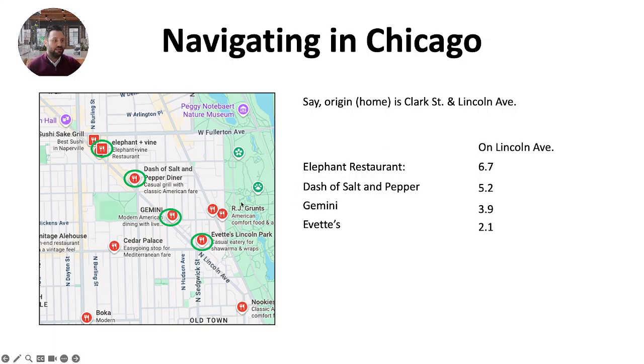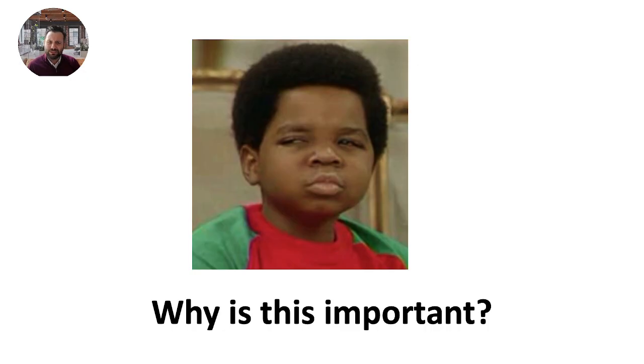So I can then say Dash of Salt and Pepper is 5.2. You see how, since I know that they're on a line, I no longer need to represent them with two numbers. I just need to know what my basis is. And then I represent all of these data points, my restaurants, with just one number, right? So why is this important? That's the part that I would like to take us to the very far future.